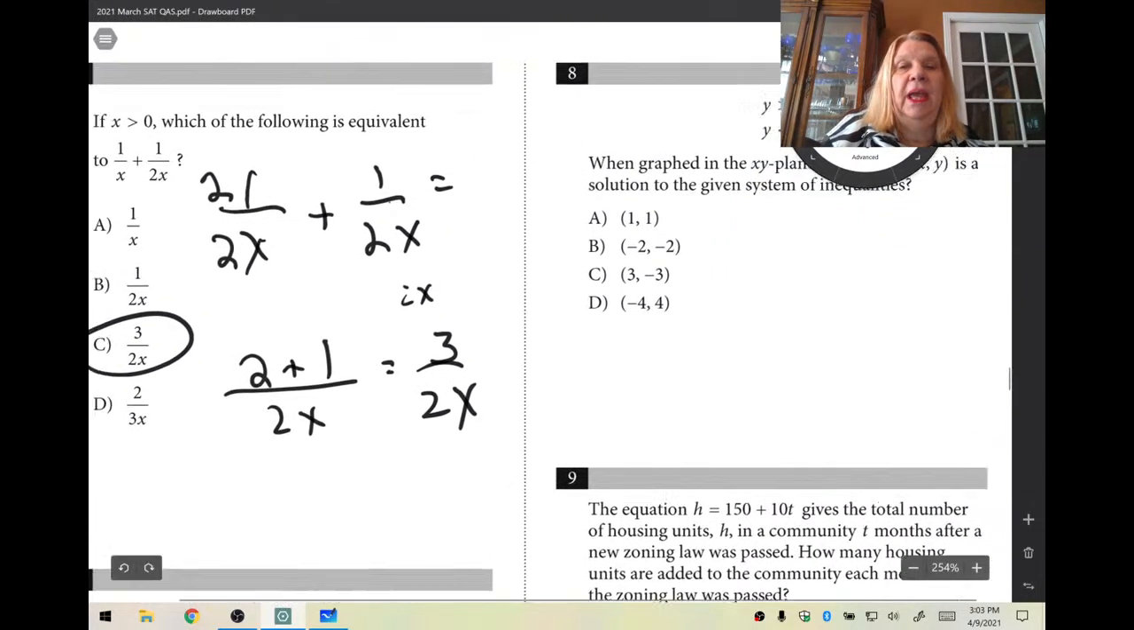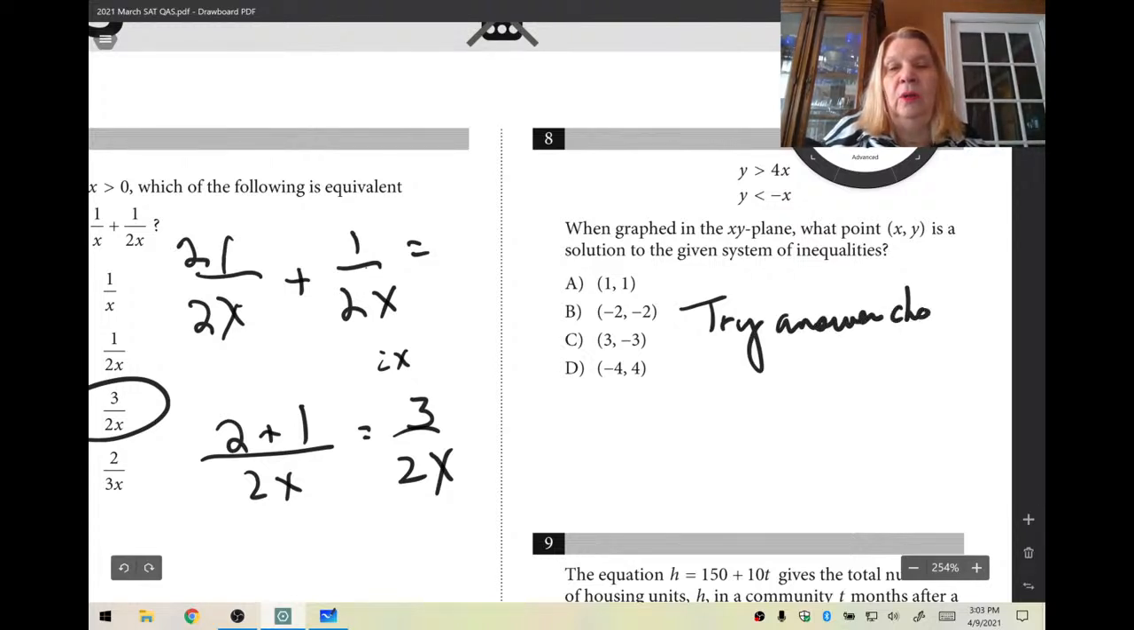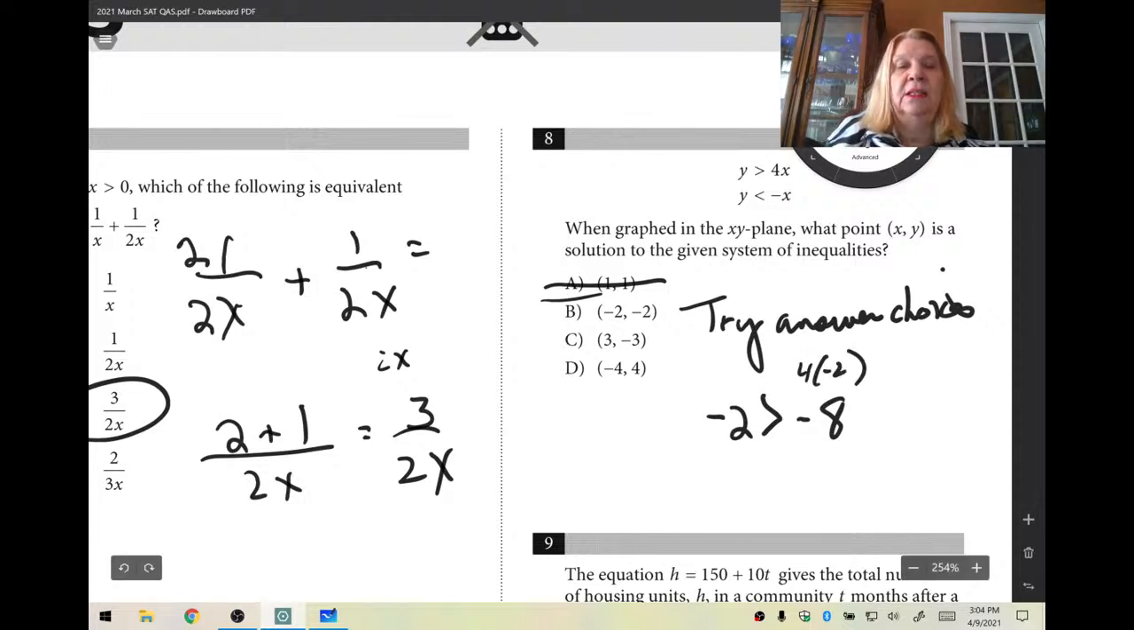So let's go up to 8. What point is the solution? So I'm just going to try the answer choices in order. So if I try A, is 1 bigger than 4 times 1? No. So let's try B. Is minus 2 greater than minus 8? Because that would be 4 times minus 2. And indeed it is. So B is our answer.